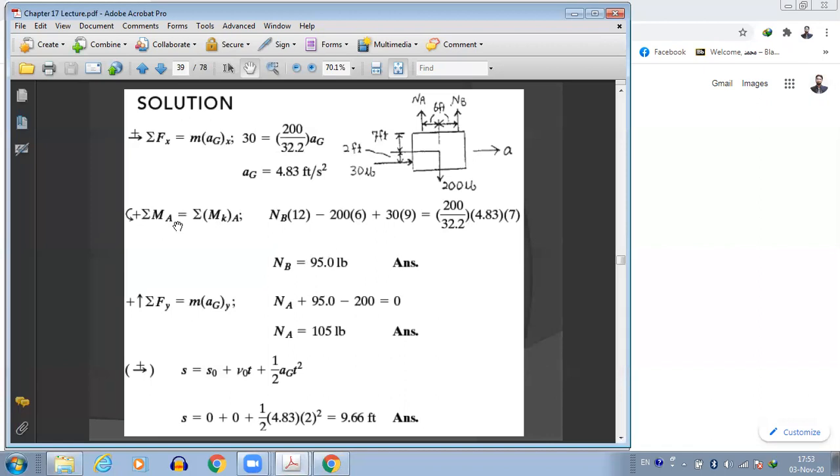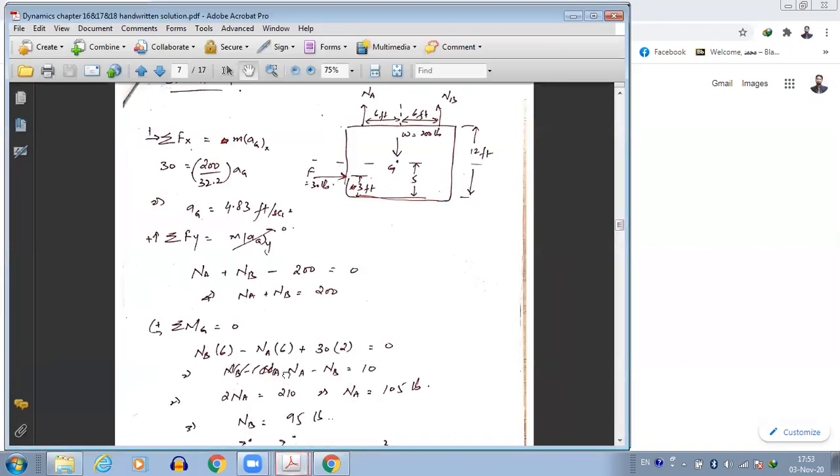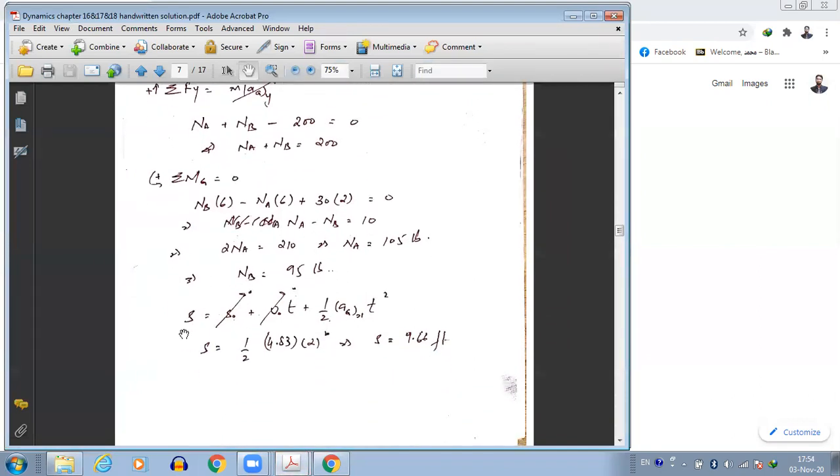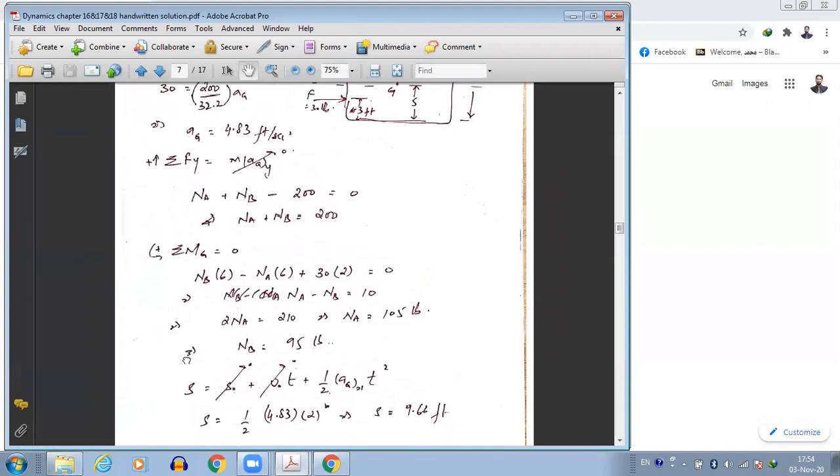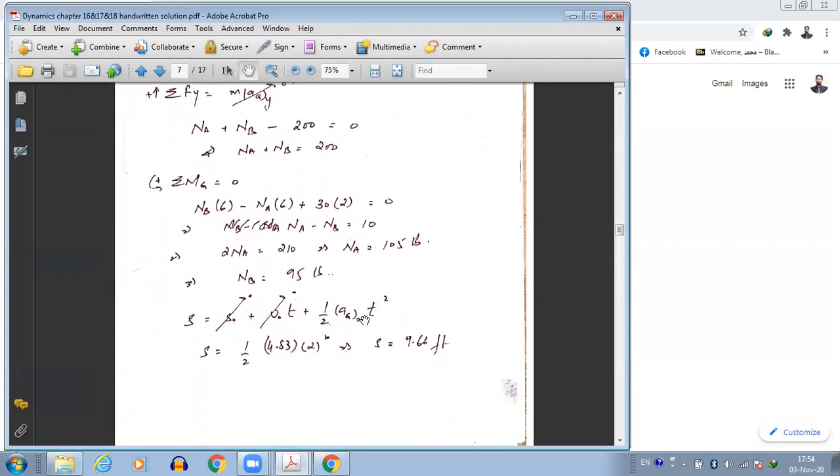You can solve it any way, okay? And all will give you the same answer. So once you have this, you can find the distance traveled, because let's assume that the acceleration is constant in the x direction because the force is constant. So for constant acceleration, we have this equation. We can just substitute the values and you can get the distance traveled by this door.